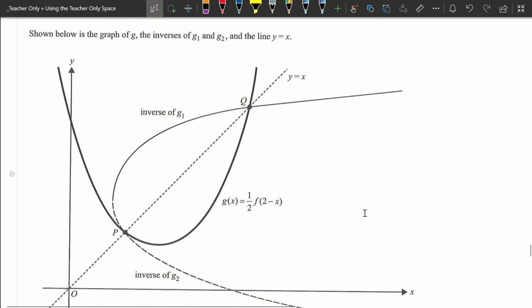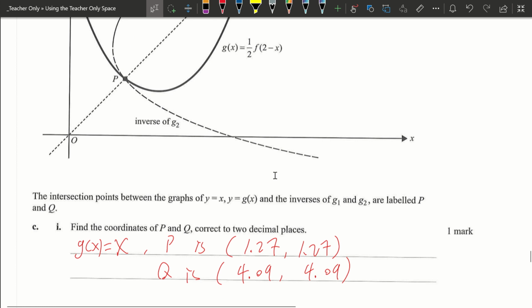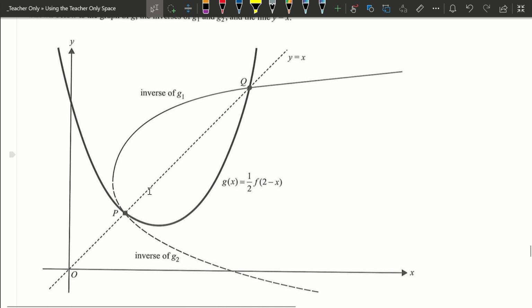And then we have G, which is the thick solid curve. We have the inverse of G1 and the inverse of G2. G2 is drawn in the longer dotted line, and G1 is in the thinner solid line, and you have y equals x as well. Pretty nice graph. And then the intersection points between y equals x, y equals g, and the inverse of G1, G2 are labeled P and Q. Finding coordinates correct to 2 decimal places. So this is really just a calculator question.